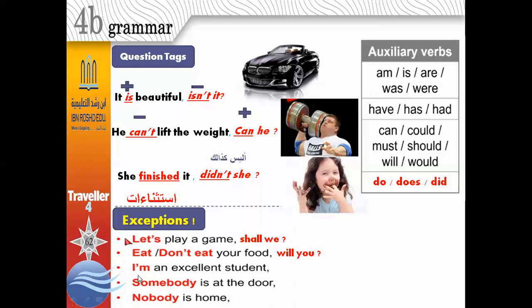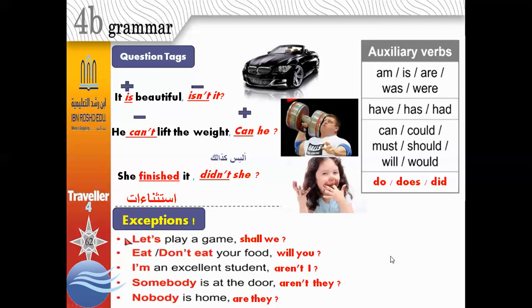If a sentence begins with I am, you end with aren't I, not amn't I. If the sentence begins with somebody, you finish with aren't they. Nobody, the sentence is finished, are they. These are exceptions for our rule.